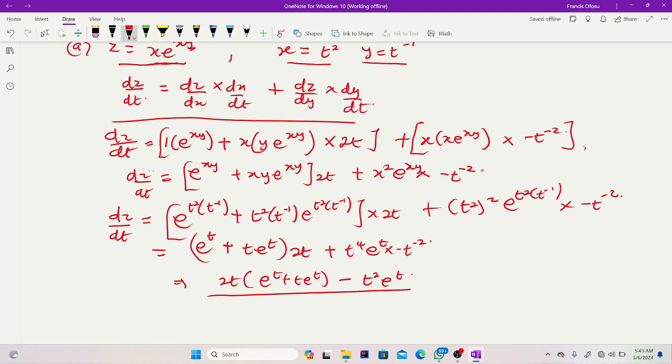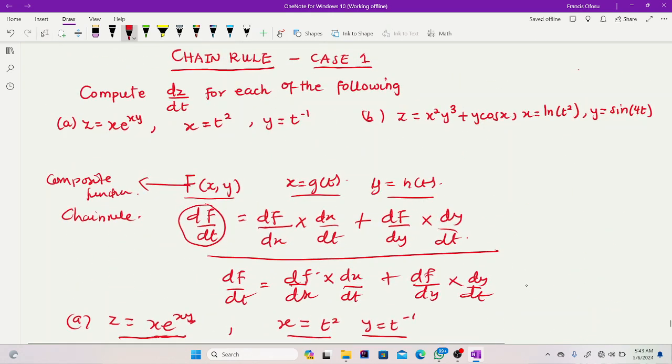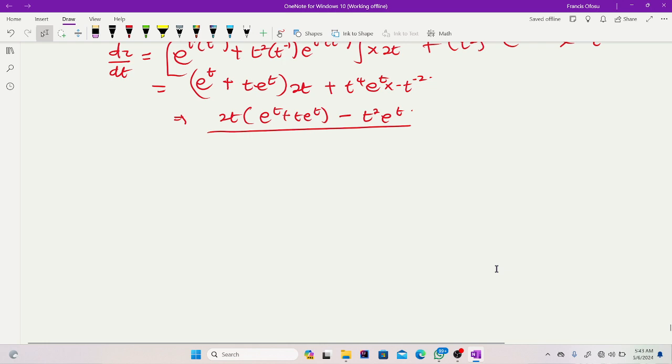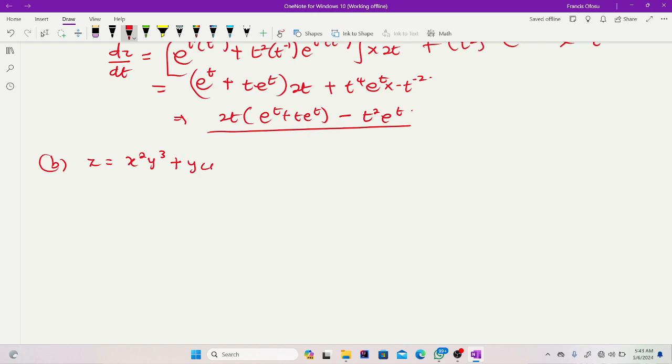Now let's consider our second problem. So our second problem is what you have here, and let me write it directly from my side. So I'll have b, z is equal to x squared y cubed plus y cos x, where x is equal to natural log of t squared, y is equal to sine of 4t. So this is it. He said find dz over dt. The function z is given as x squared y cubed plus y cos x. Our x is given as natural log of t squared, y is given as sine of 4t.